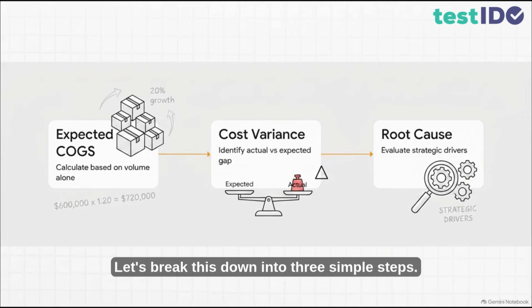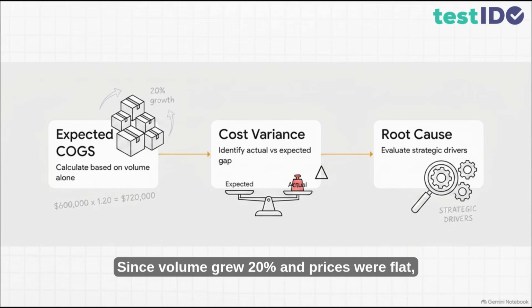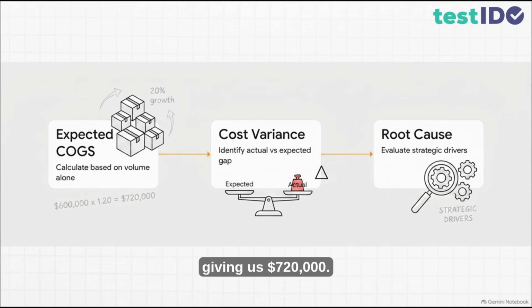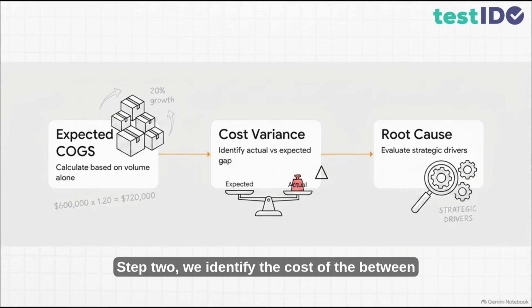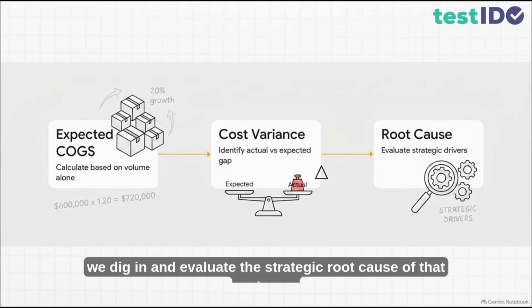Let's break this down into 3 simple steps. Step 1, calculate the expected COGS based entirely on volume. Since volume grew 20% and prices were flat, our expected COGS is year 1 $600,000 times 1.20, giving us $720,000. Step 2, we identify the cost variance between what actually happened and what we expected. In step 3, we dig in and evaluate the strategic root cause of that variance.